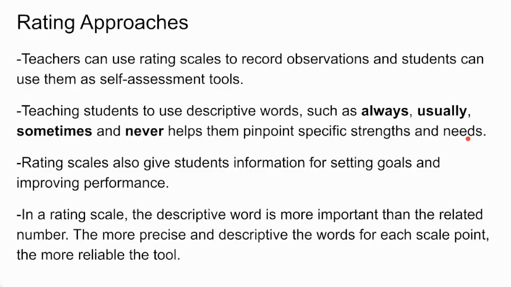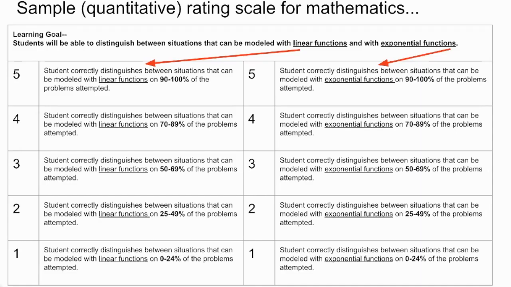Whether the teacher is doing the rating or the students are doing the rating, it provides students information for setting goals and for improving performance. It is important to note that in a rating scale, the descriptive word is more important than the related number. That's why the more precise and descriptive the words are for each scale point, the more reliable the tool is. In addition to the need for us to use precise and descriptive wording in our scales, we might consider also the use of quantitative rating scales.